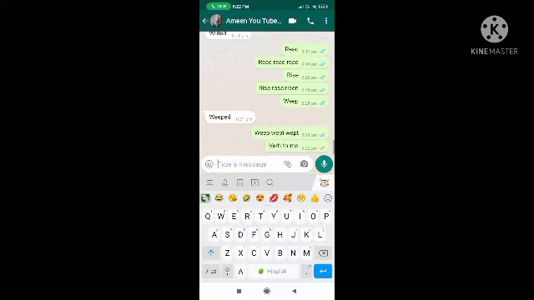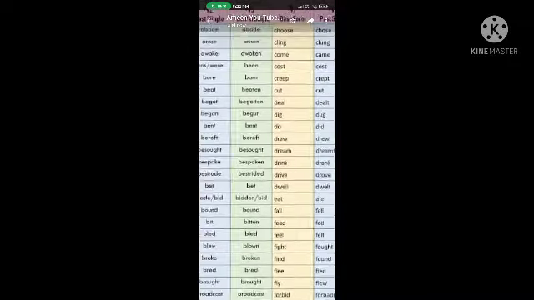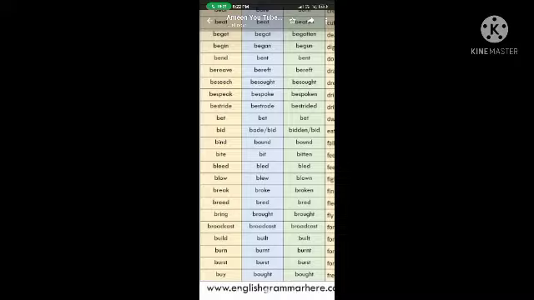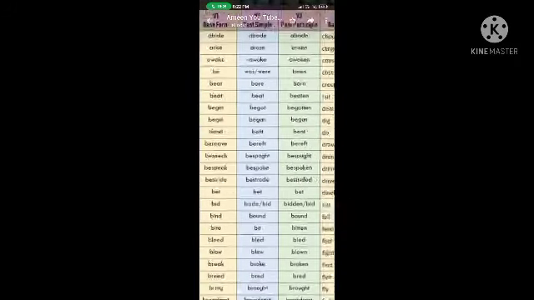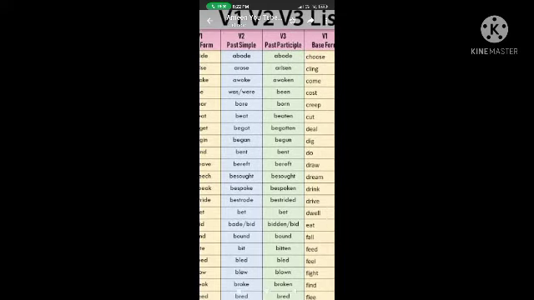Now, let me ask some more verbs. We will practice it. Unless you practice these verb forms, you cannot move further. It's very important. They should be on the tip of your tongue. Then you will not make mistakes.